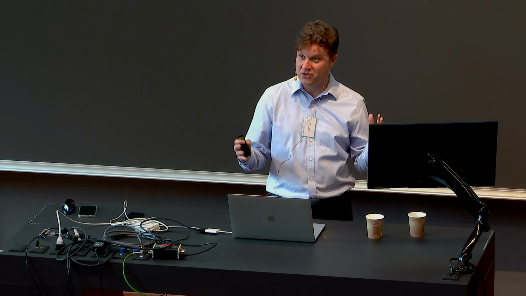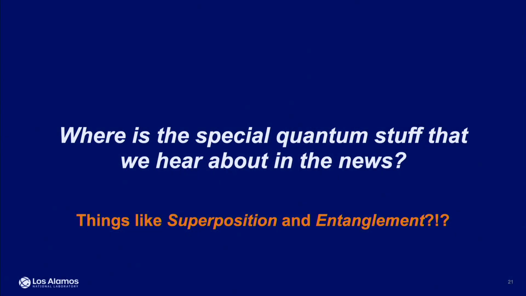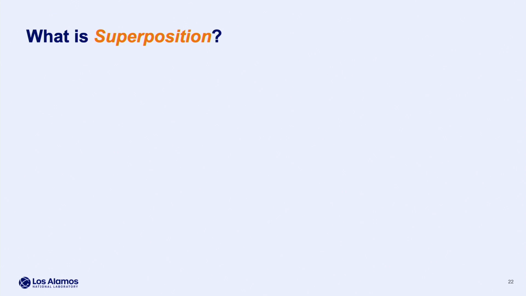Okay, so this is the basics of the quantum state. But you should be asking yourself, where's all the special quantum stuff we hear about in the movies, like superposition and entanglement? That's what makes quantum computers awesome. All right, so let's talk about those things. Superposition is actually really trivial. You've already seen it, but we just didn't call it superposition.